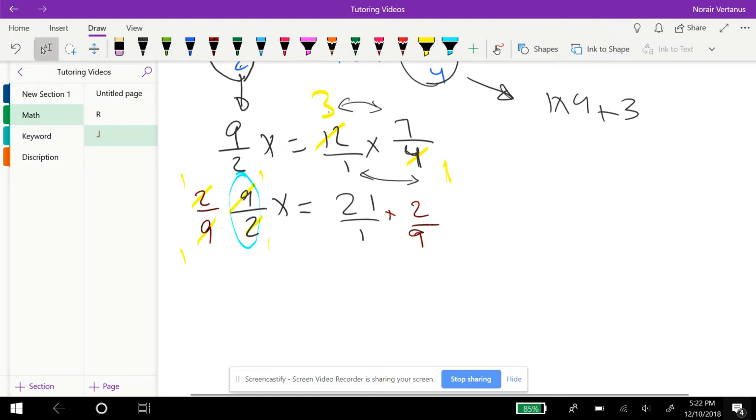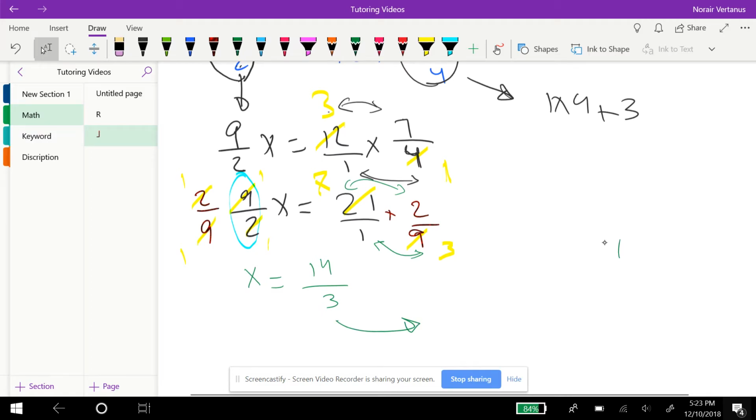Get used to this. This divided by 3, you get 3. This divided by 3, you get 7. See? So eventually you get what? Left side, we have x equal to 2 times 7. These two multiply together. 2 times 7 is 14. And 1 times 3 is what? 3. And change it back to a mixed number.